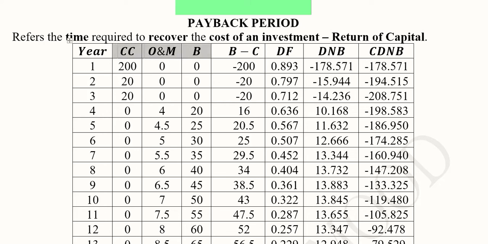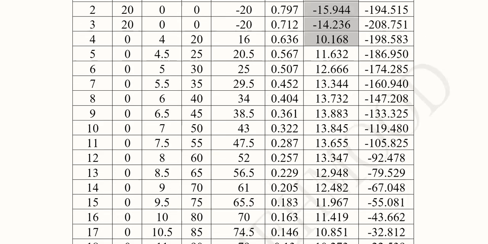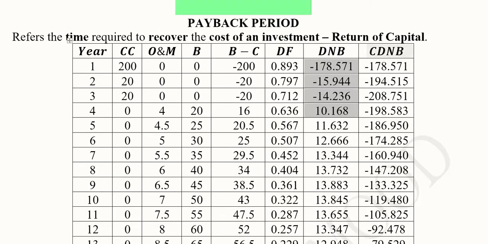Whenever we have these two elements, the benefits and the costs, we take their difference, and then we have the discounting factor, and then we have the discounted net benefits. Multiplying these two columns, we will get all of these values. Now these are the columns that we are very much familiar with, but the last column is the addition in our analysis. It is the cumulative discounted net benefit.